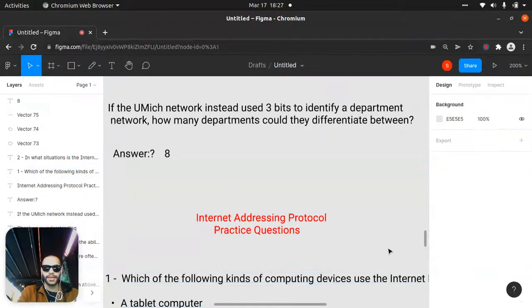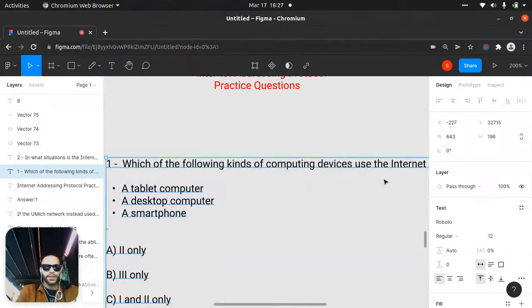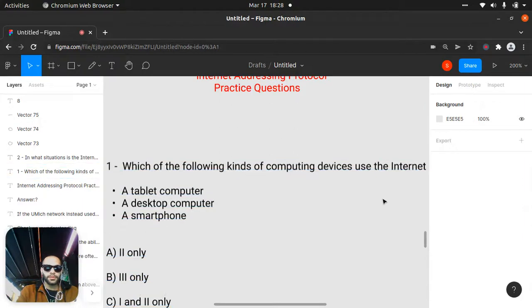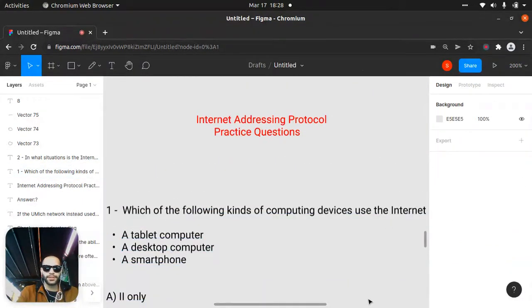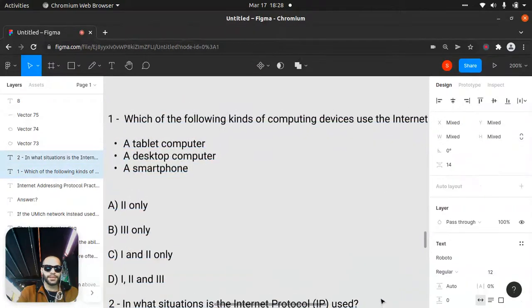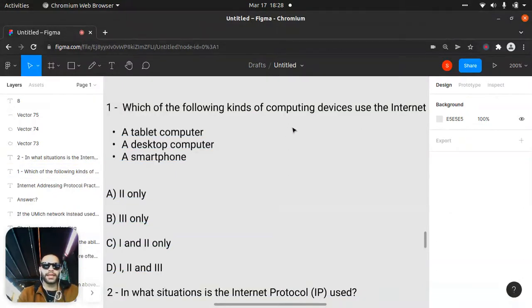Now let's go to the practice questions on the Internet protocol. Let's come down. This is the question list. You can see the practice questions. Let's look. Which of the following kinds of computing devices use the internet? A tablet computer, desktop computer, smartphone, which is all, I think.